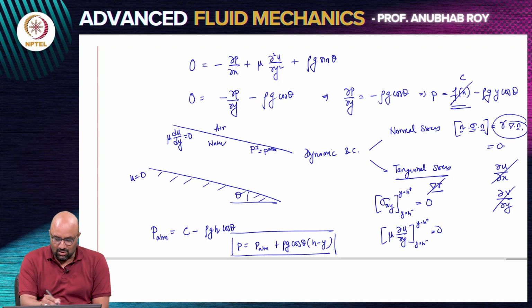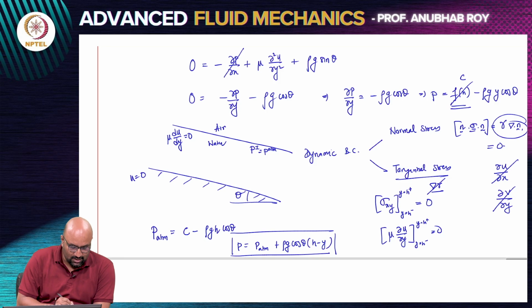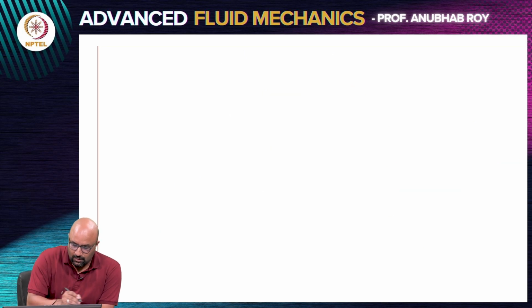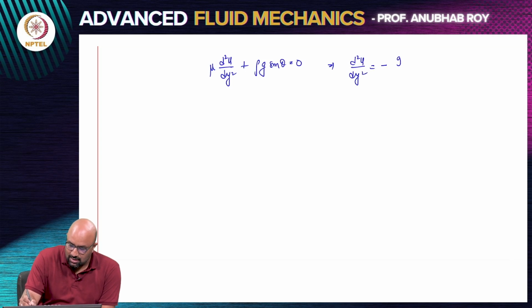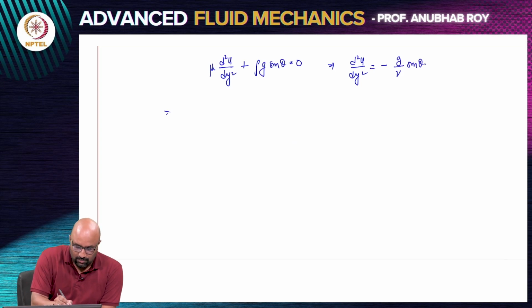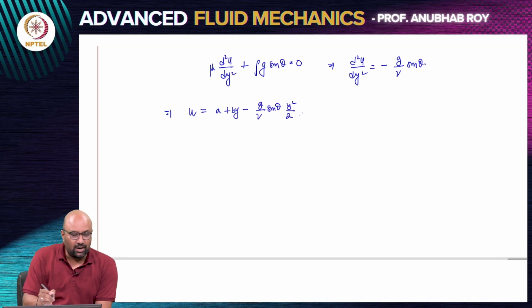So, the flow now is only driven by gravity. So, I can drop this from the problem and I have mu d²u/dy² plus rho g sin theta is equal to 0, which is d²u/dy² is equal to minus g by nu sin theta. So, now the process, you are aware of the process. We will integrate this: g by nu sin theta y square by 2.